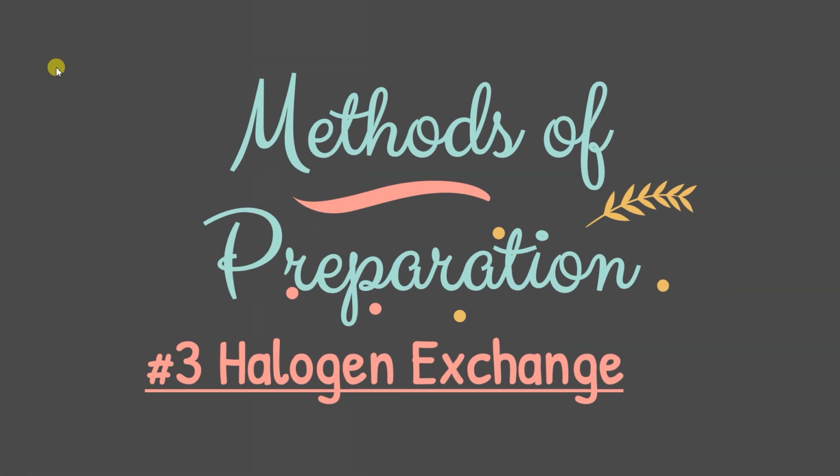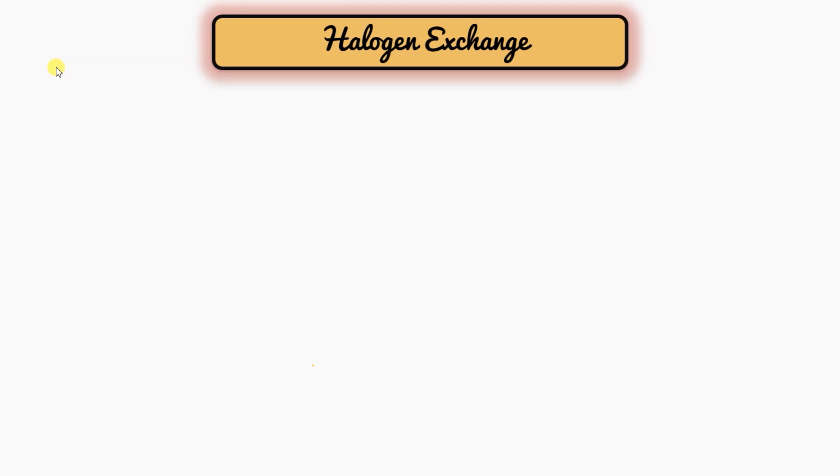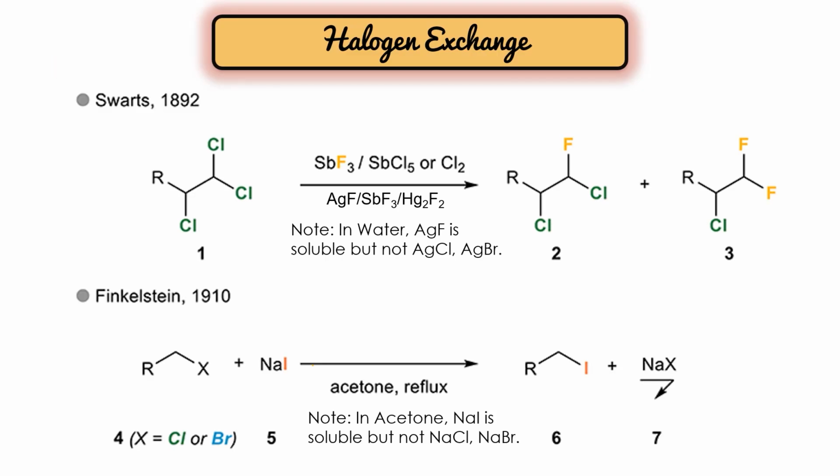Next, methods of preparation by halogen exchange, and that will be the last method. A few extra reactions will be there for the preparation of haloalkanes. Halogen exchange is of two types: the first is the Swarts reaction and the other is the Finkelstein reaction. The Swarts reaction, 1892, was given by Swarts, and it says that the chlorine group can be substituted by another halogen group.